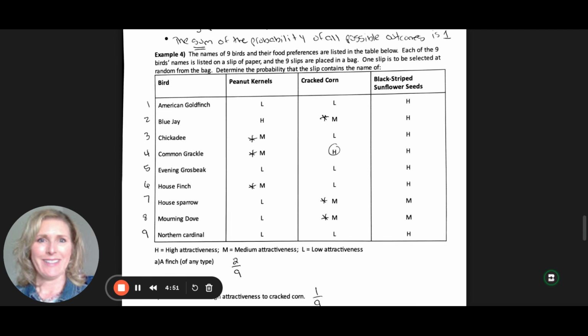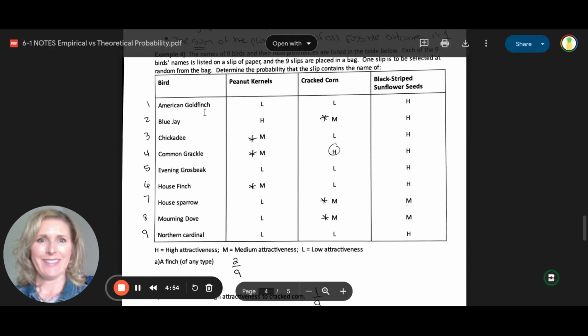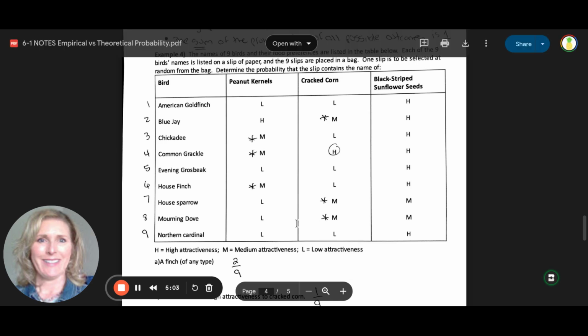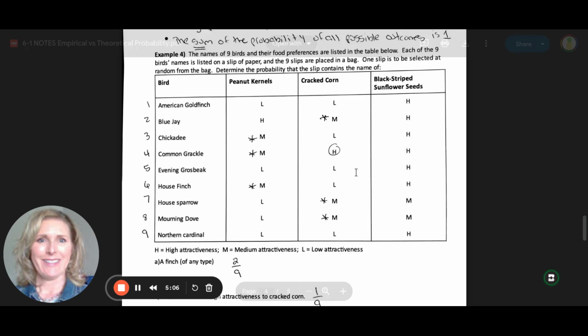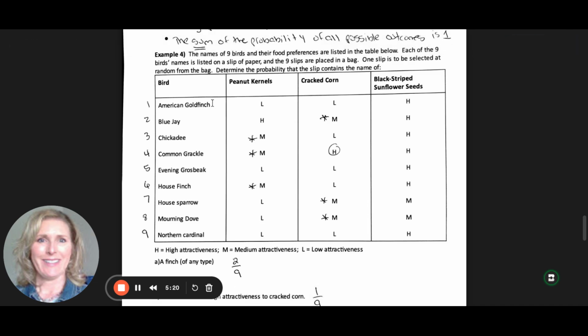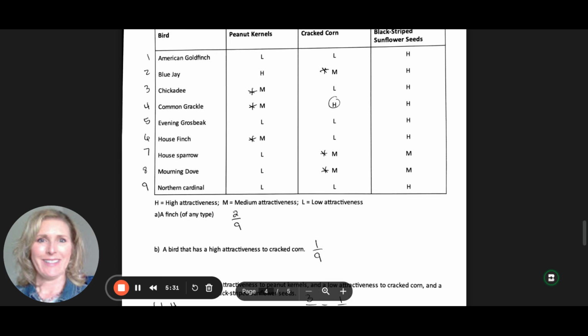So now we have a chart, and we have the names of 9 different birds here and what kind of kernels they like. We listed the birds' names on a slip of paper and put it in the bag, and one slip is going to be selected at random from the bag. Determine the probability that the slip contains the name of a finch. All right, so when we look here, we have goldfinches. No. And we have a house finch. And so there are 2 out of 9 finches. So that probability is 2/9.